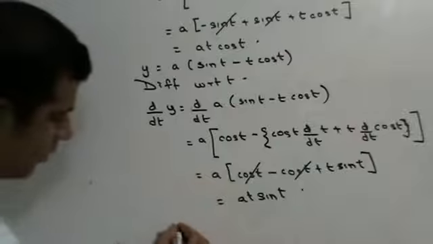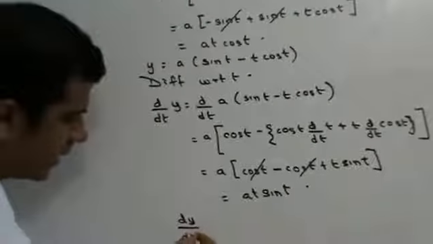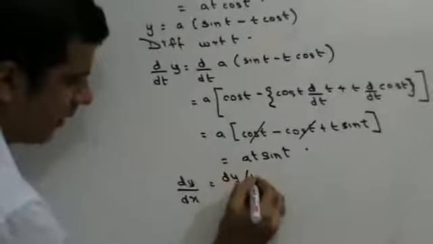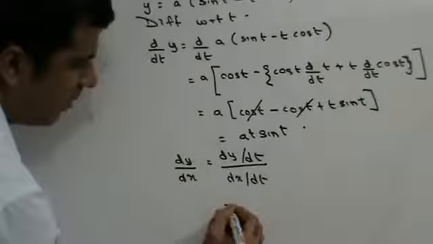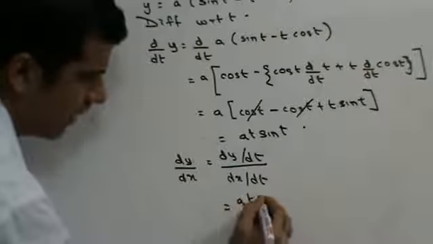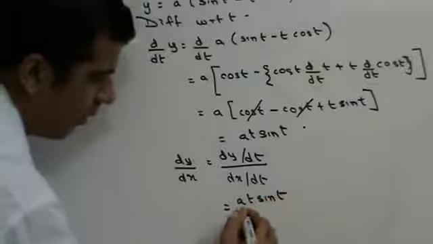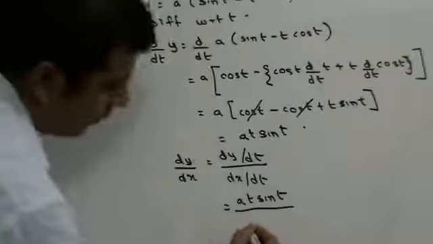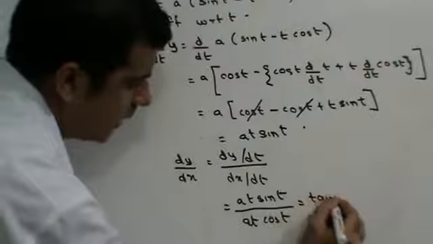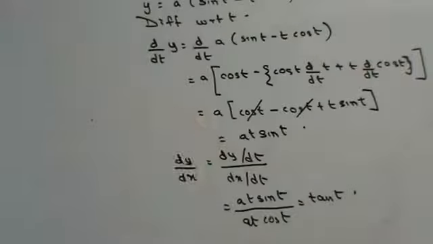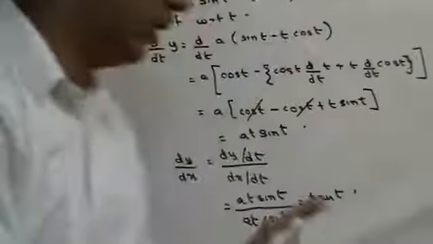Once you have this, then you can say that dy by dx is nothing but dy by dt upon dx by dt. dy by dt you found out is a t sin t, upon dx by dt you found out as a t cos t, which is nothing but tan t, right? Next, let's move on to the next one, guys.